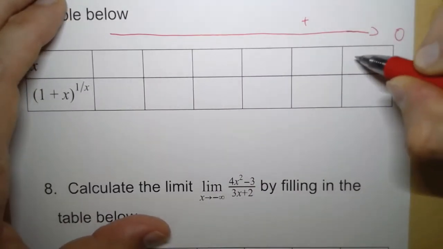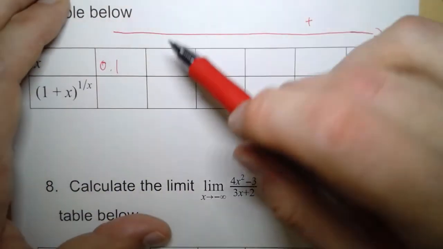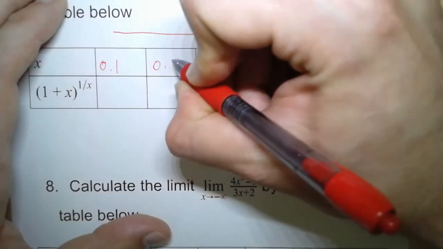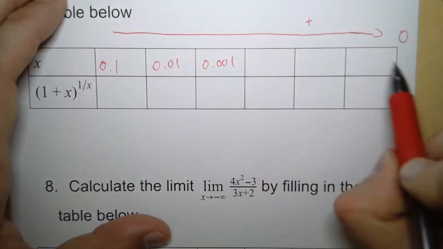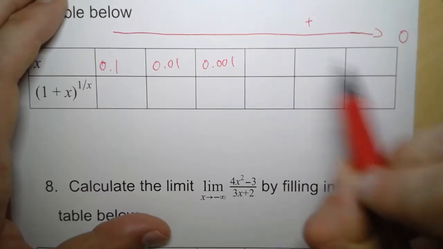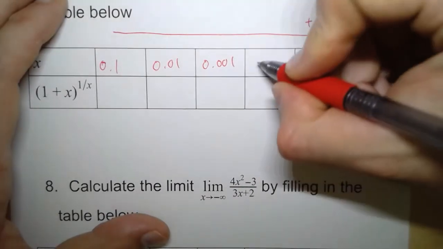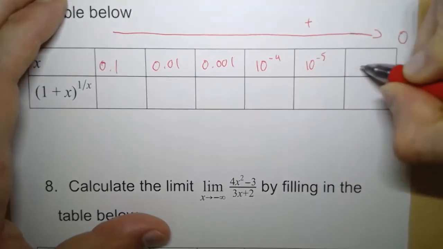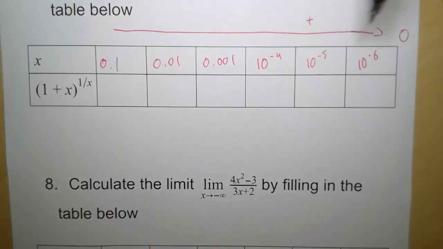So let's start with 0.1. Now we're going to get really close to 0. So 0.01, 0.001. Now I could keep writing this, but I don't want to keep writing zeros. If you think about it, this is 10 to the negative first, 10 to the negative second, 10 to the negative third. I could just write 10 to the negative fourth, 10 to the negative fifth, 10 to the negative sixth, which is much similar to a problem we had before where we were approaching infinity. We can do the same thing here.